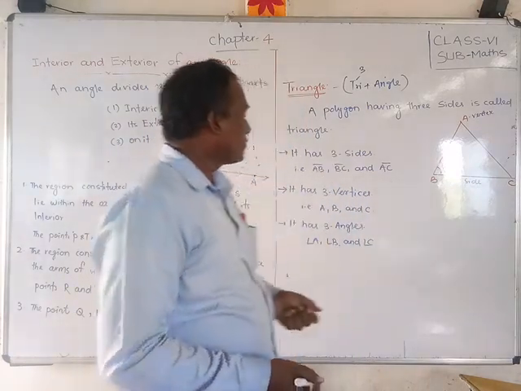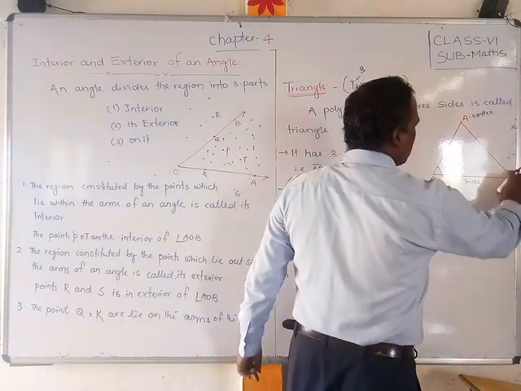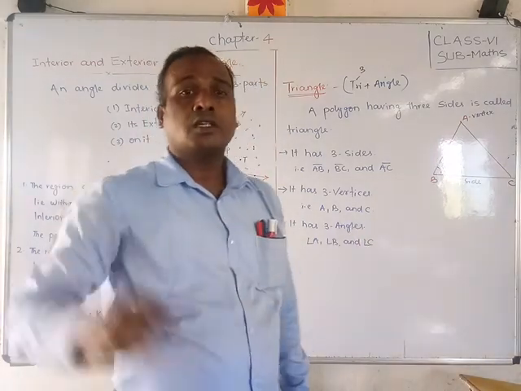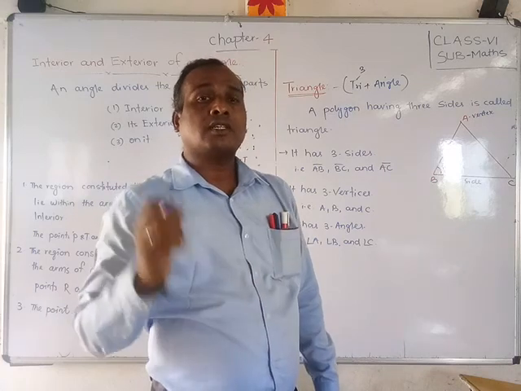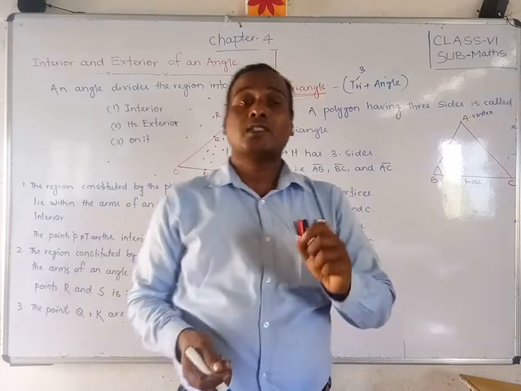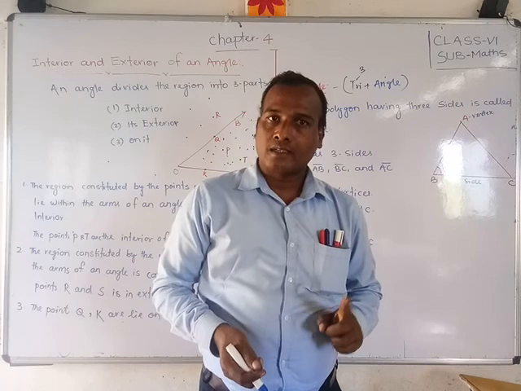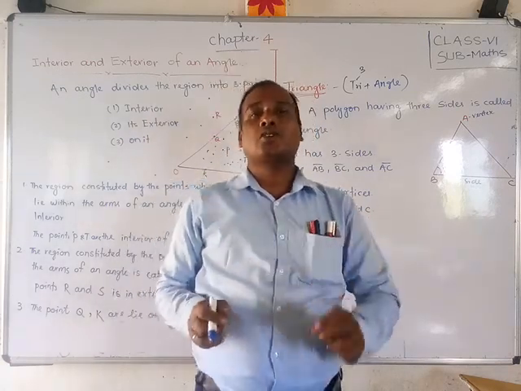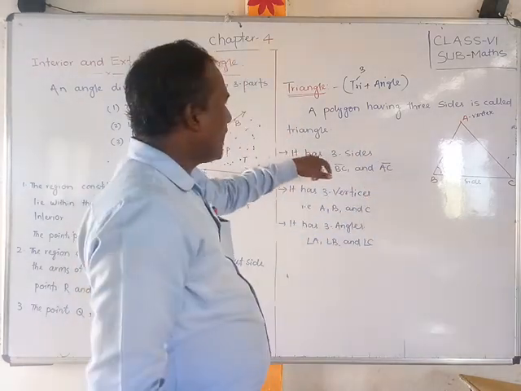Observe here. It is a polygon because it is a closed figure bounded by three line segments. How many sides are there? Three sides. Remember, students, the smallest number of sides of a polygon is three, and that is the triangle. There is no polygon with fewer than three sides, so three is the least number of sides of a polygon.